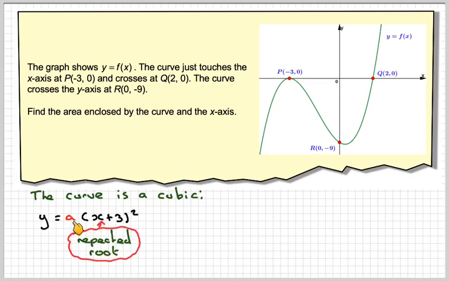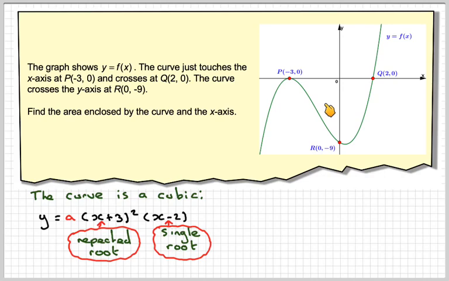I'll explain why we have to have an a in here in a minute. And the other root will be x minus 2, because this is a single root. So it's squared here because it's a repeated root, and a single root here. Now we have to have an a in front of it because we need to find where it cuts the y-axis here at (0, -9). For example, we will see here we've got 3 squared, which is 9 times -2, which is -18, which is not -9.